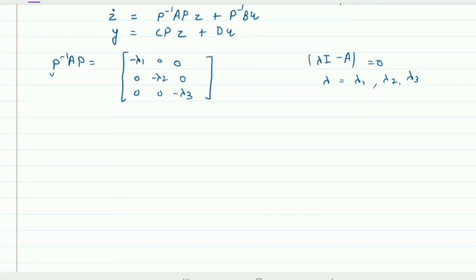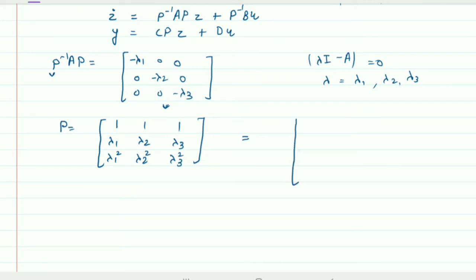So what is the value of the P matrix? We can have P inverse AP in this form only if we choose a P matrix such that P equals 1, lambda 1, lambda 1 square; 1, lambda 2, lambda 2 square; 1, lambda 3, lambda 3 square. This is for a 3 by 3 matrix. If you have an n by n matrix, then you can have a P matrix in this form: 1, lambda 1, lambda 1 square, up to lambda 1 to the power n minus 1. This depends upon how many states you have.